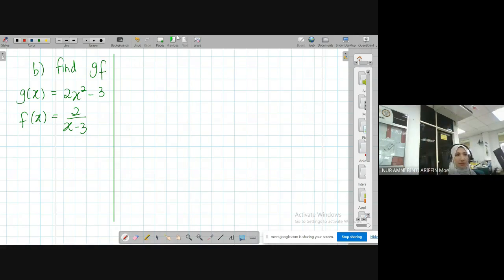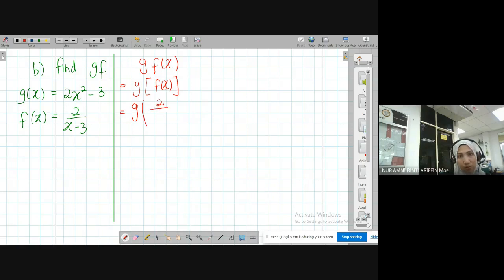Okay, siapa dah dapat? I forgot. Got names in the majalah. Okay, first g(x) and f(x). Buat satu-satu lah sayang. So, g. Where is f(x)? f(x) is here, right?